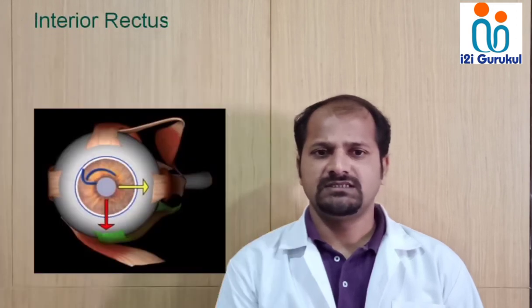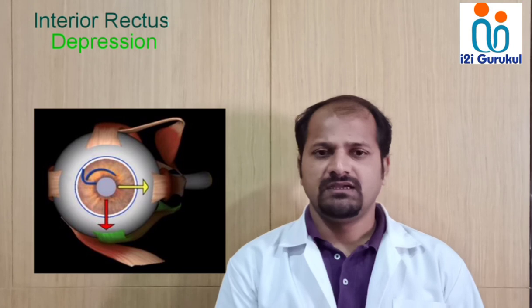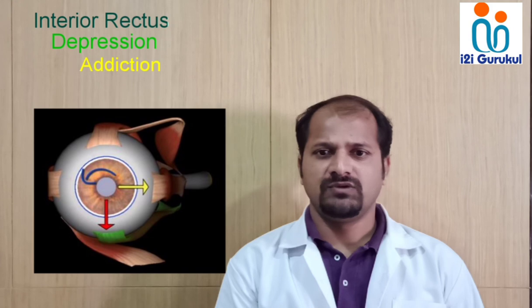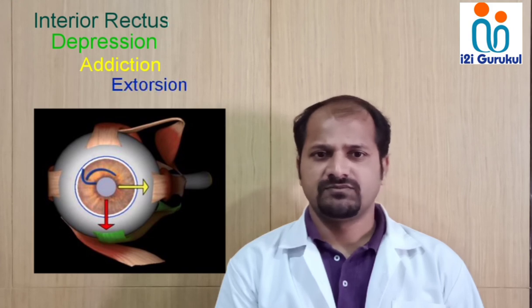Coming to the fourth muscle, the inferior rectus, its main action is to move the eyeball downwards, that is called depression. The secondary or subsidiary actions of the inferior rectus are that it moves the eyeball inwards, that is adduction, and it rotates the eyeball outwards, that is extorsion.